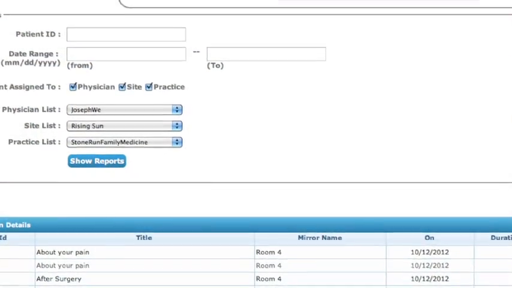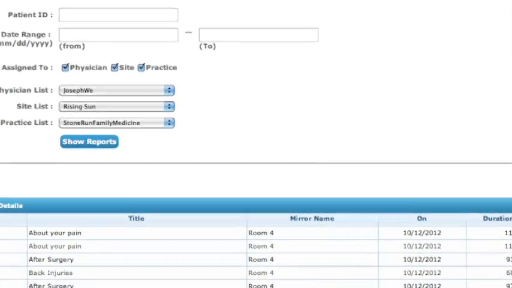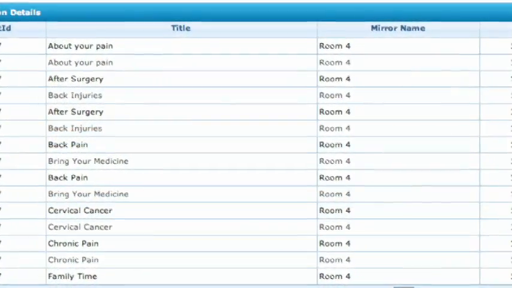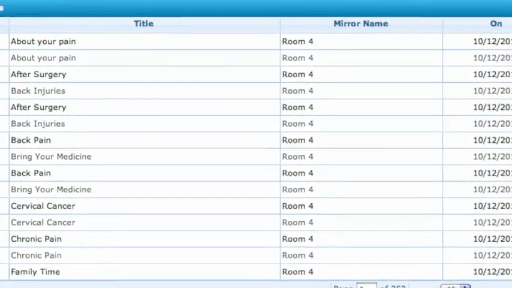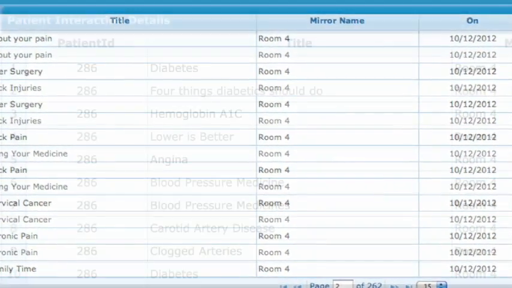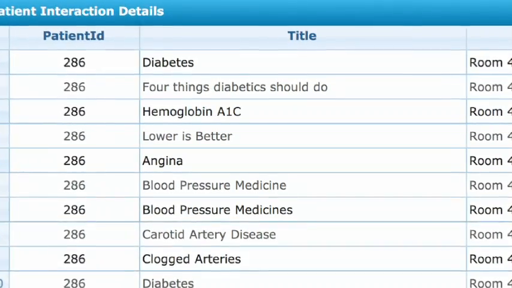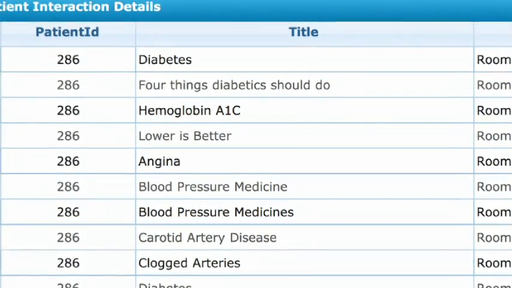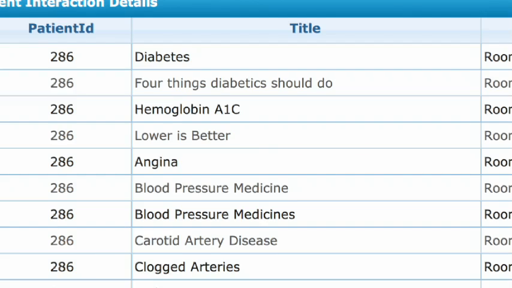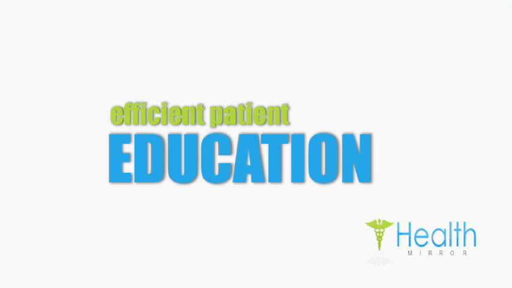Health Mirror also has a reporting function. This allows a practice or physician to see how Health Mirror is being utilized in the exam room. Reports can be generated to show what type of content was displayed and also what type of content was interacted with by the patient. We look forward to having you utilize Health Mirror as a tool to enhance patient education.